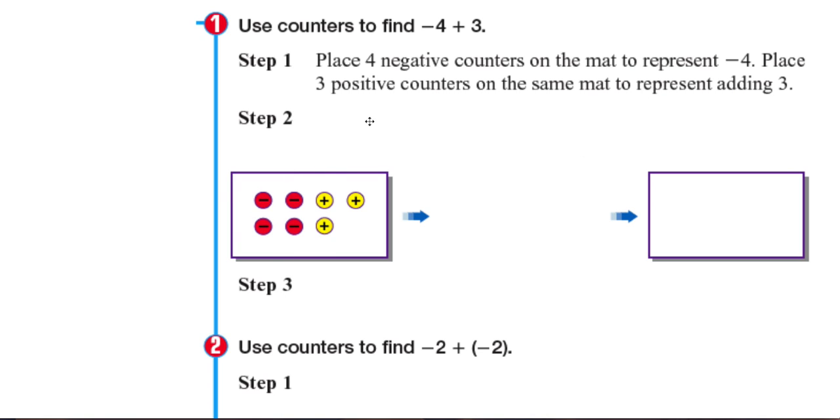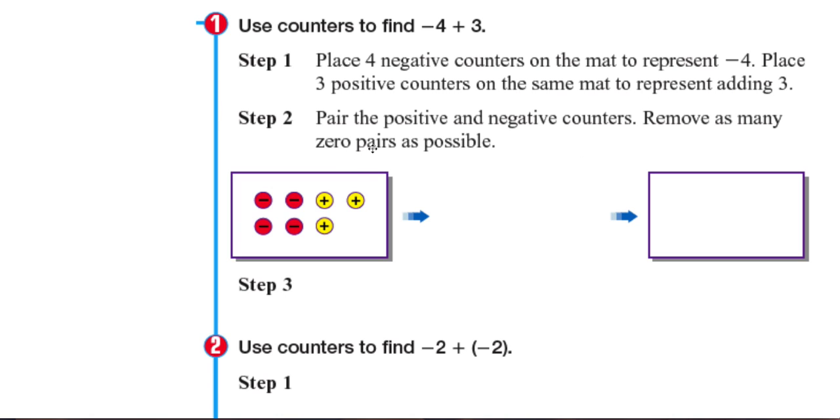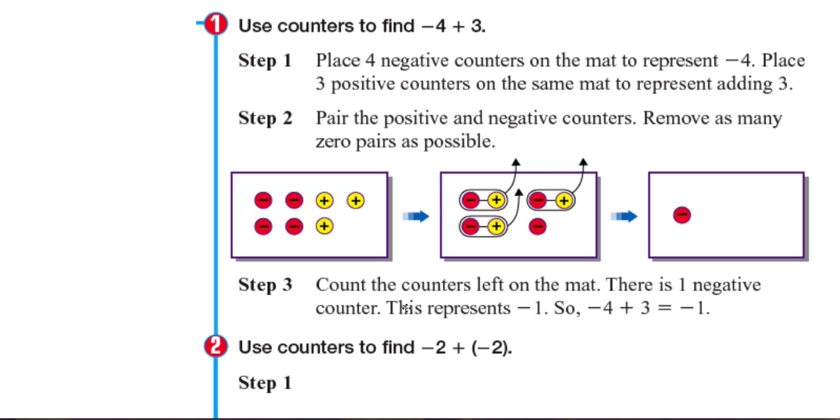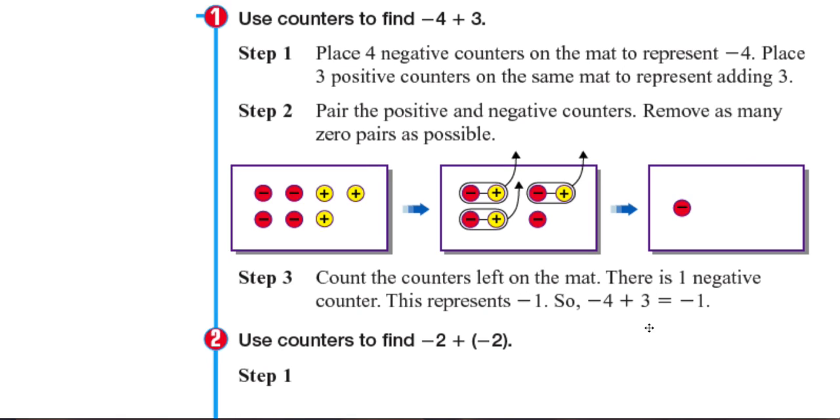Step number 2, pair the positive and negative counters. Remove as many zero pairs as possible. So if we do this, we have 3 zero pairs to be removed, and the result is only 1 negative counter. Step number 3, count the counters left on the mat, and there's only 1 left, a negative counter. So this represents negative 1. So negative 4 plus 3 is equal to negative 1.